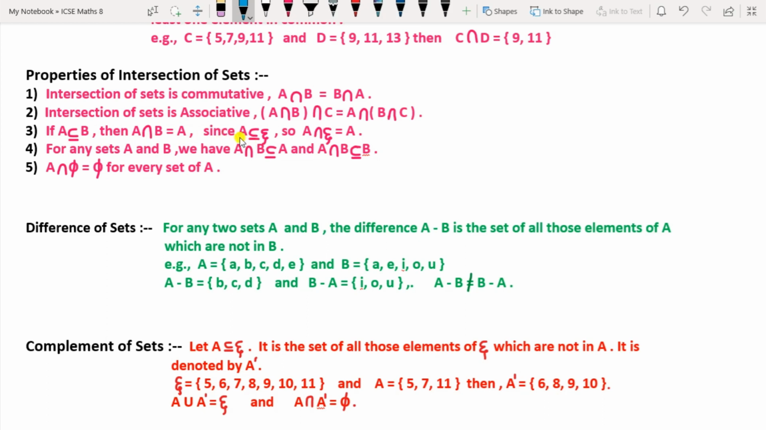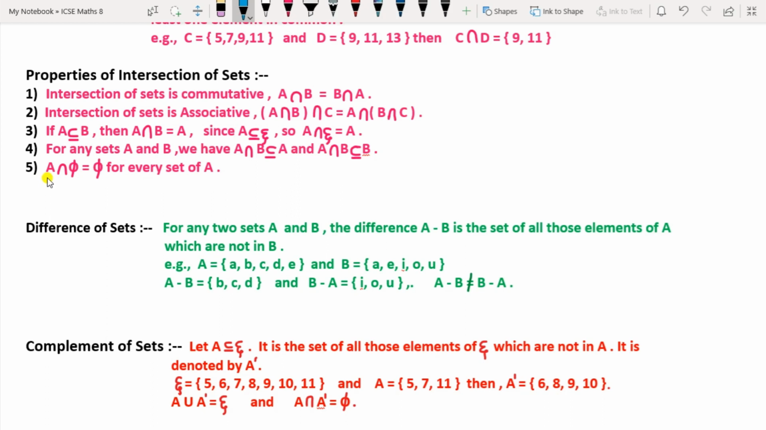Since A is also a subset of the universal set, A intersection universal will be the set A. So if you are doing the intersection of a set and the universal set, then the answer will be the set. For any sets A and B, we have A intersection B is a subset of A and A intersection B is a subset of B. So if you do the intersection, that intersection will be a subset of A and also a subset of B. If A intersection blank set or phi, the answer will be phi.